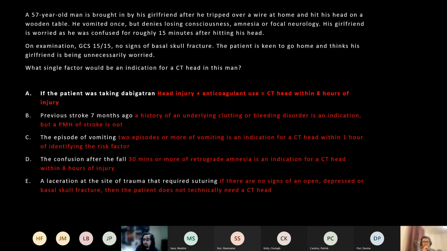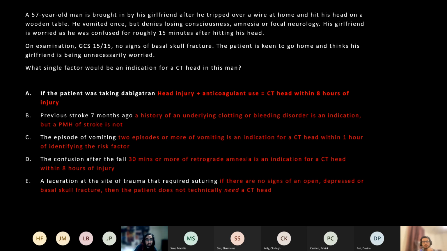The confusion isn't enough. The patient needs to have had half an hour or more of retrograde amnesia, so not remembering the past 30 minutes. Then you do a CT head, but confusion, what some of us might think surprisingly, is not an indication.